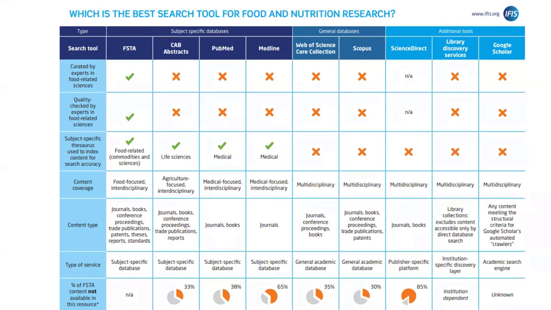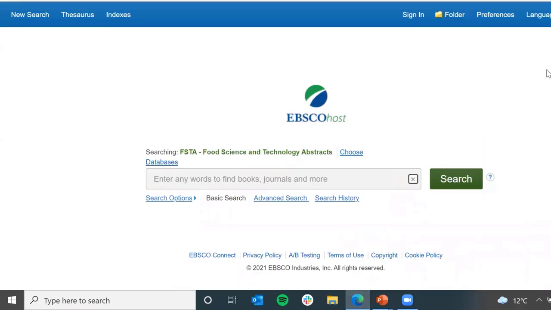So now let's go into the database itself and look at how you search it. I've logged into FSTA on EBSCOhost, and depending on your institution and how many databases they subscribe to on the EBSCOhost platform, you might have something that looks a little bit different when you log in.